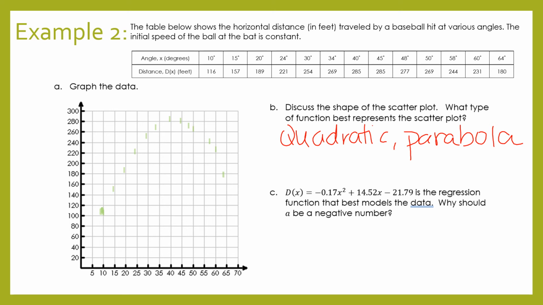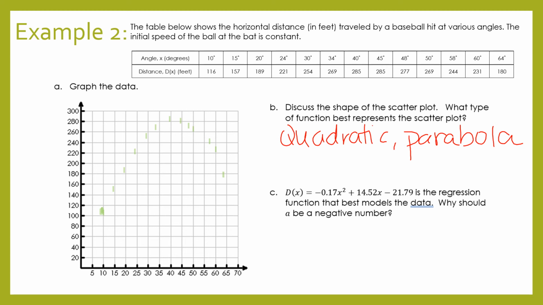On C, they give us this equation, d of x equals negative 0.17 x squared plus 14.52x minus 21.79. That is our regression function. There is a way to use your calculator and type in all those x coordinates and all those y coordinates, and it will actually come up with this equation for you. But we're just going to go ahead and give it to you.